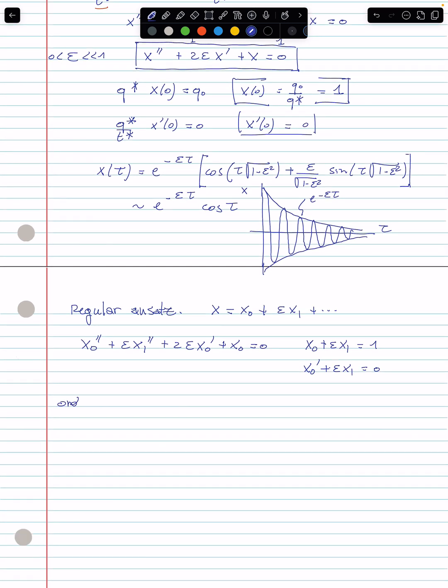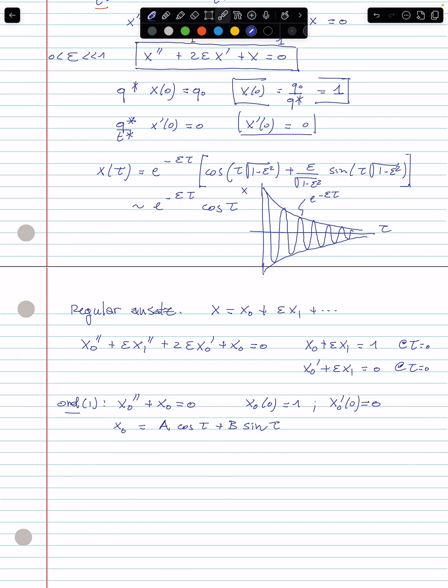All right, so at leading order, what we want to solve is the second derivative of x0 plus x0 is equal to 0 with the initial condition at tau equal to 0, that the position is equal to 1 and the velocity is equal to 0. All right, quite easy. The solution of that equation can be written as a constant a times a cosine of tau plus a constant b times the sine of tau.